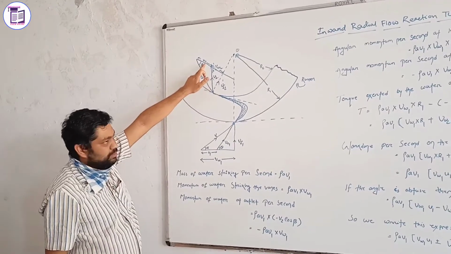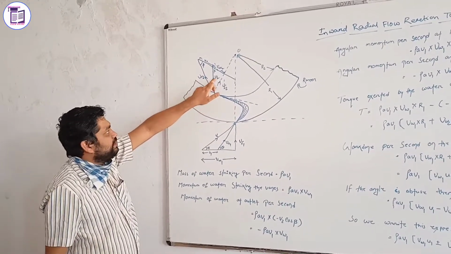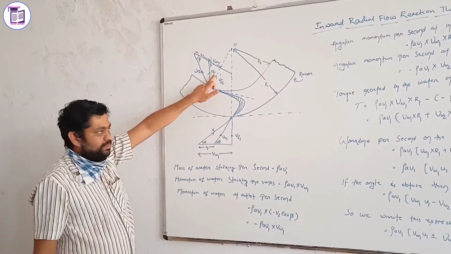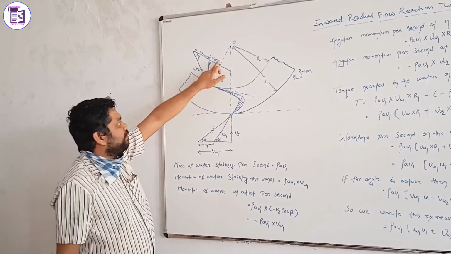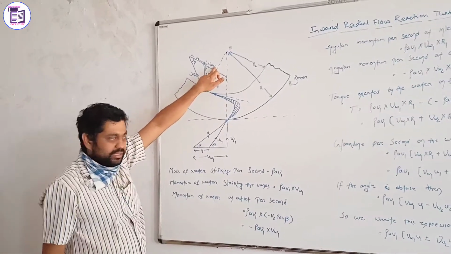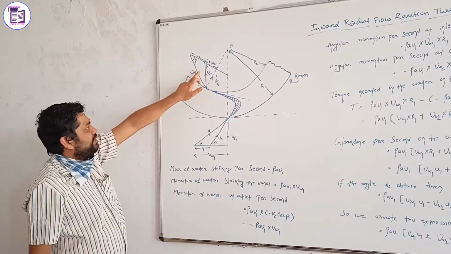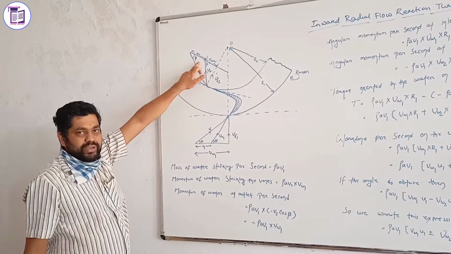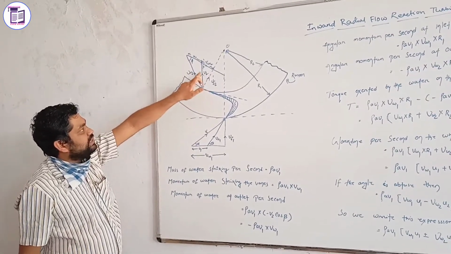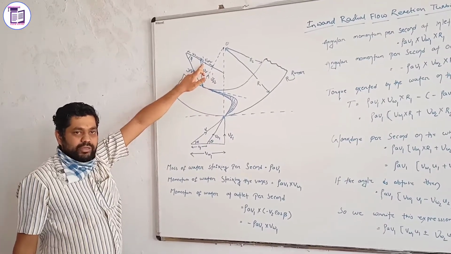Similarly, here we have U2, VR2, V2, VF2 and VW2. U2 is the blade velocity at outlet, VR2 the relative velocity at outlet, V2 the outlet velocity, VF2 the flow velocity at outlet, and VW2 the whirl velocity at outlet. Similarly, there are the angles phi and beta. The angle phi, between U2 and VR2, is called the outlet vane angle. And the angle beta, made by the velocity V2, is also called the outlet blade angle.